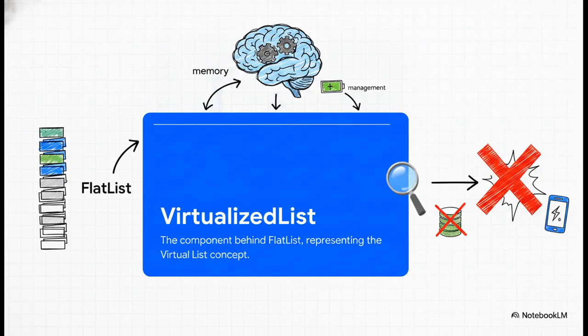What this means for you is that the list is actively, constantly managing its memory consumption. Instead of rendering your entire database of items all at once, which would instantly crash your app, it only stores and renders what is absolutely necessary at any given millisecond.